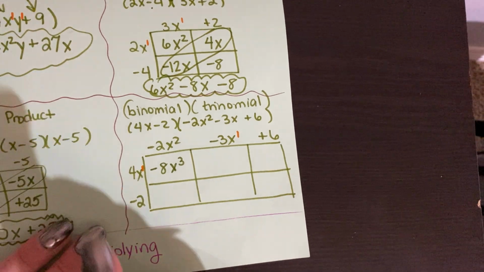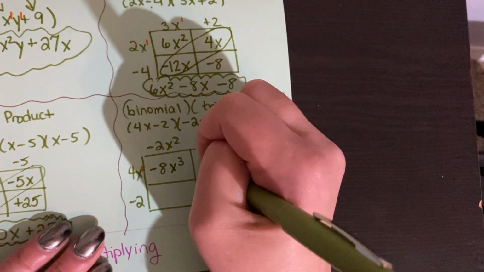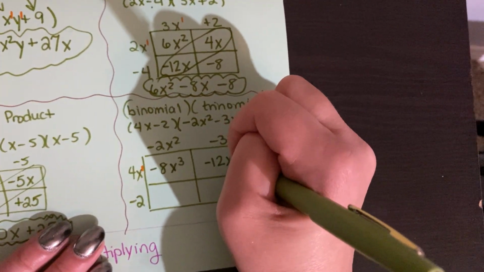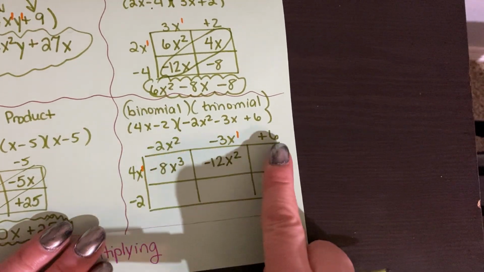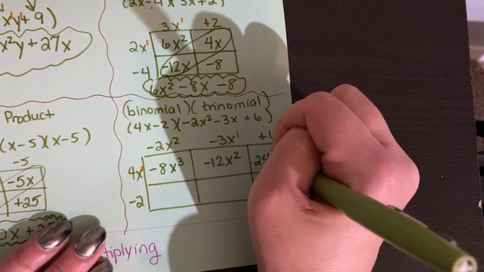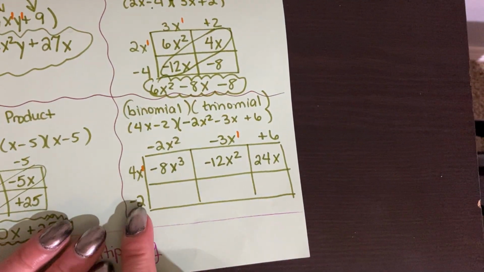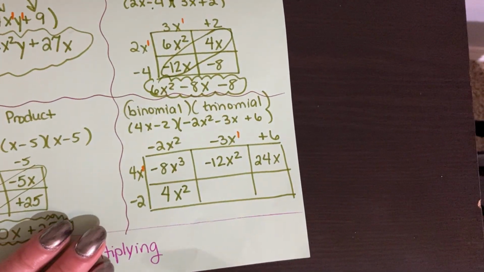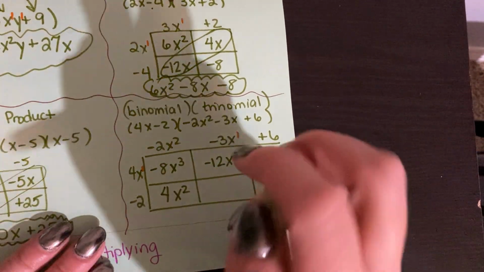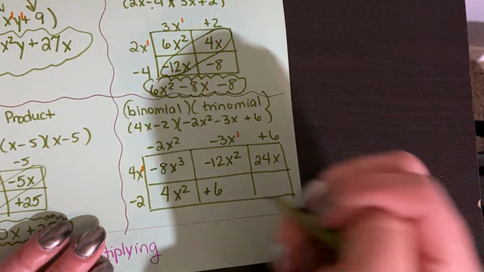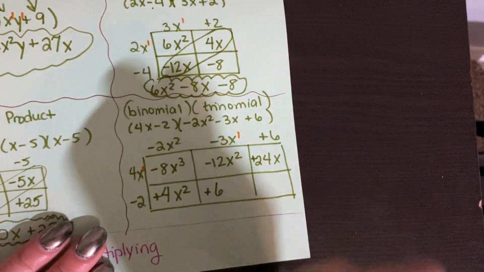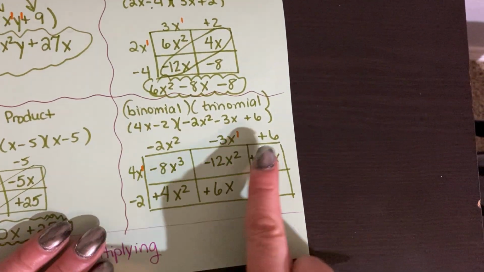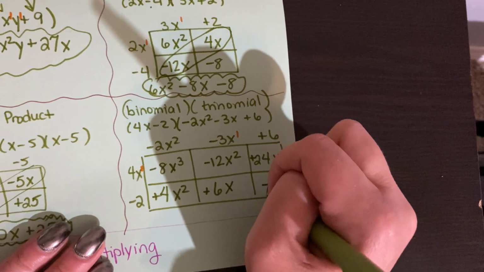Now it doesn't matter which one you do next, but I'm just going to keep going this way. 4 times -3 is -12. And I have x to the first times x to the first, so that's x². Add exponents. 4 times 6 is 24, and then x is coming along for the ride. -2 times -2 is +4, and the x² just came along for the ride. -2 times -3 is +6, and if you want to put a plus in front of these, that might be helpful, in front of the positive one, and then the x comes along for the ride. -2 times +6 is -12.